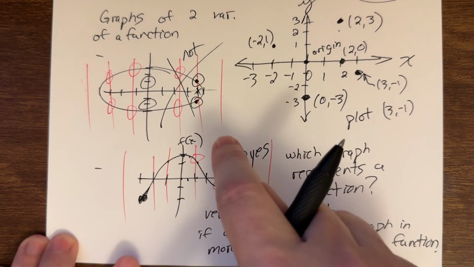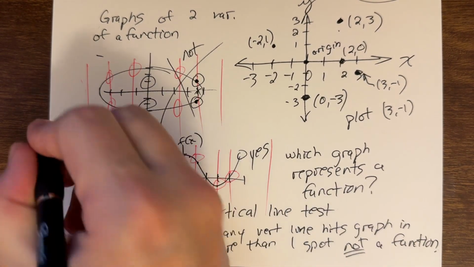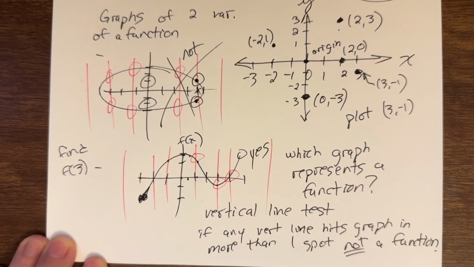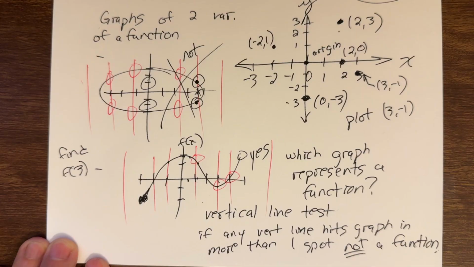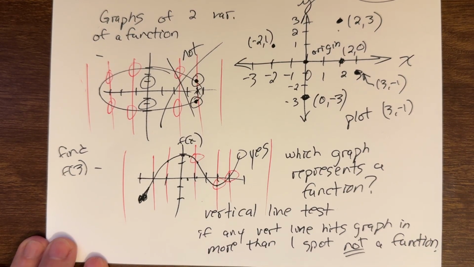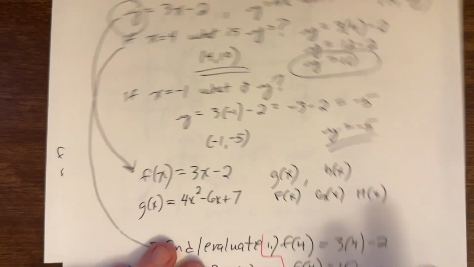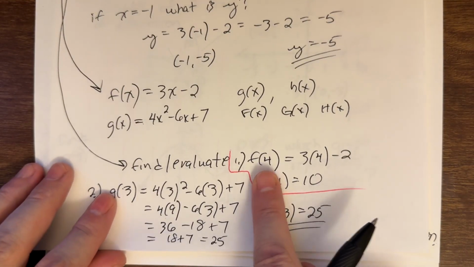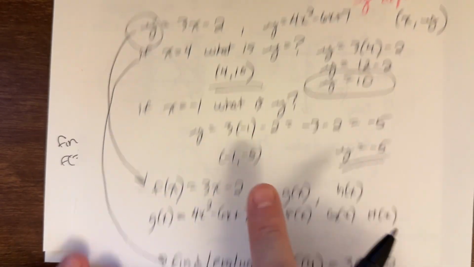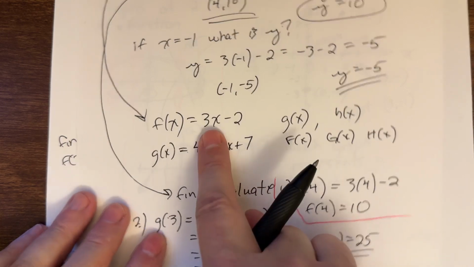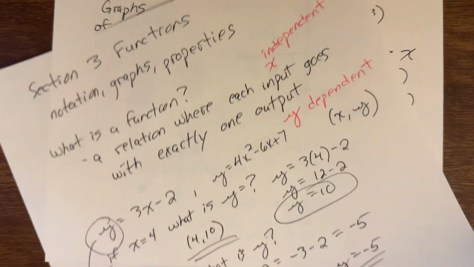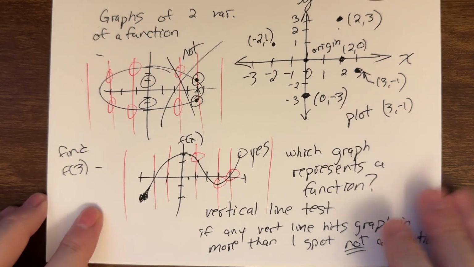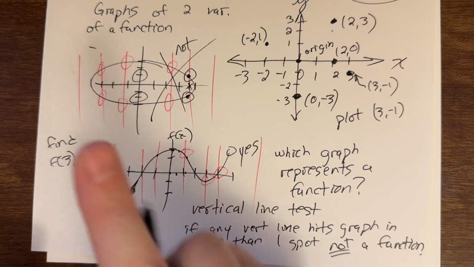But now, if I give you this and I say, find f of 3, what are we doing here? When I asked you to do that back here, we found f of 4. We plugged 4 in for the x that went with that equation. But now, I don't have an equation. So what am I supposed to do with f of 3?